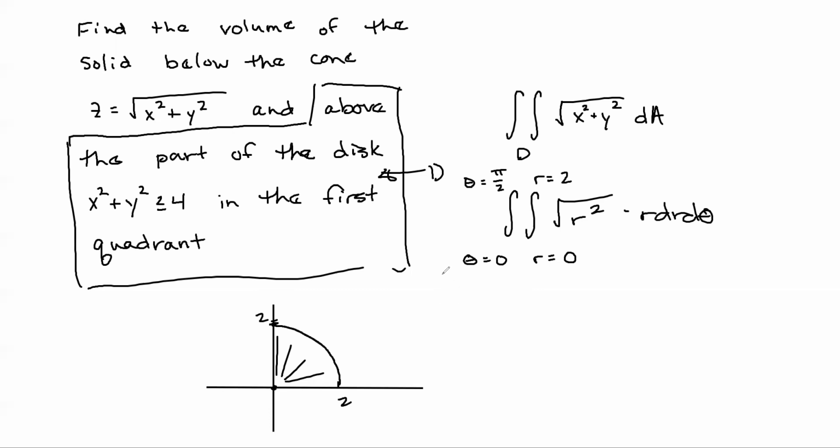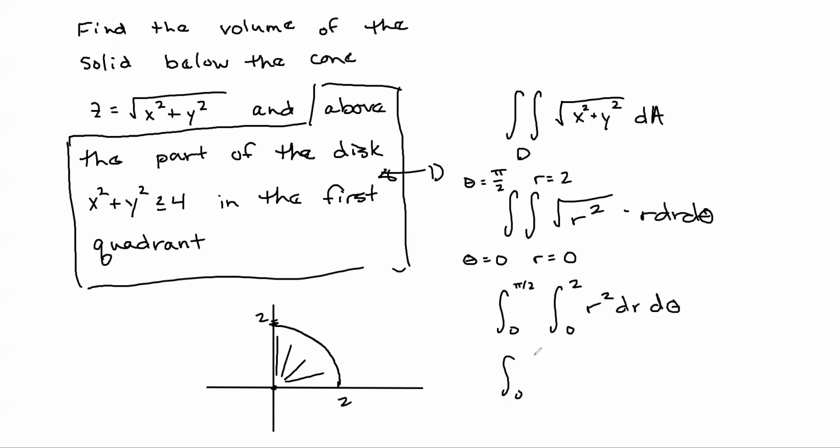Right, and that's it. Okay, that's all you need to do to go through and set up the integral. To evaluate it, you have 0 to pi over 2. This is going to be 0 to 2. It simplifies: root r squared is r times r. So we're going to get r squared dr d theta.